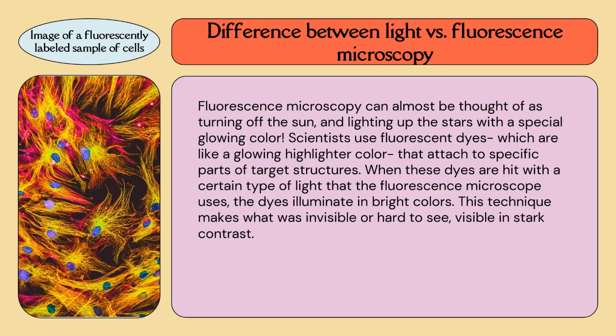So, fluorescence microscopy can almost be thought of as turning off the sun and lighting up the stars with a special glowing color. Scientists use fluorescent dyes, which are like a glowing highlighter color, that attach to specific parts of target structures. When these dyes are hit with a certain type of light that the fluorescence microscope uses, the dyes illuminate in bright colors. This technique makes what was invisible or hard to see visible in stark contrast, as we see in this picture to the left.